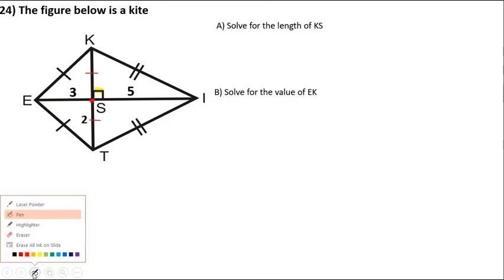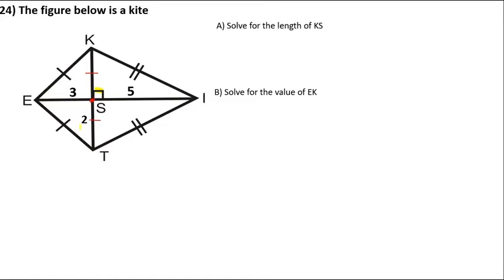So that means that this side right here is 2, which means that KS over here is also 2. So this is also a value of 2. So I'm going to say KS is equal to 2.